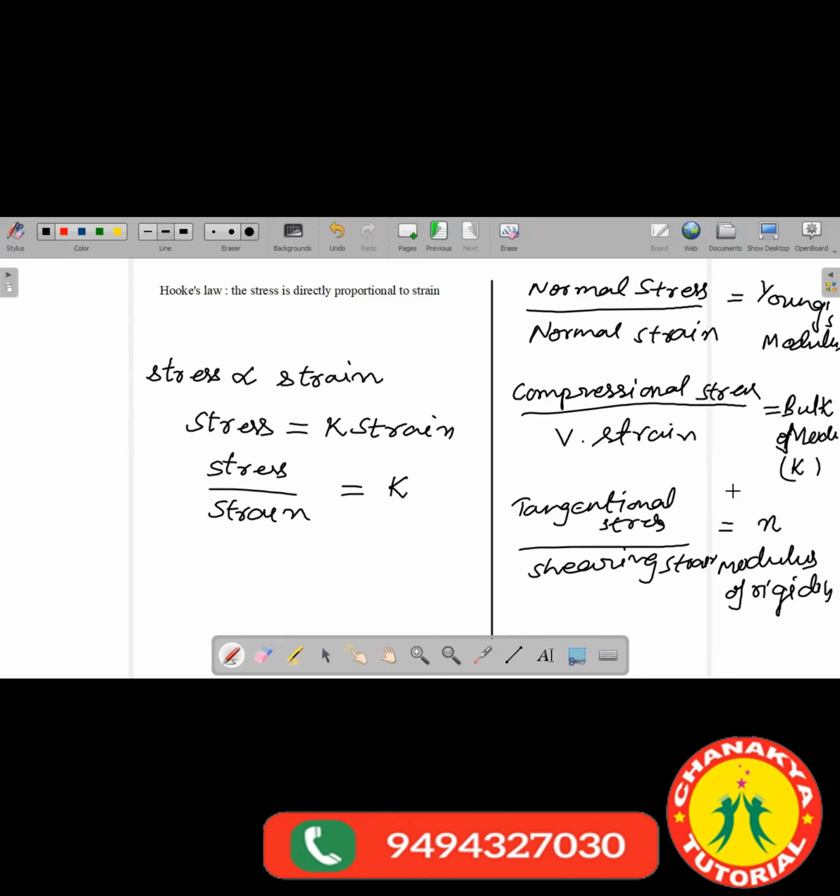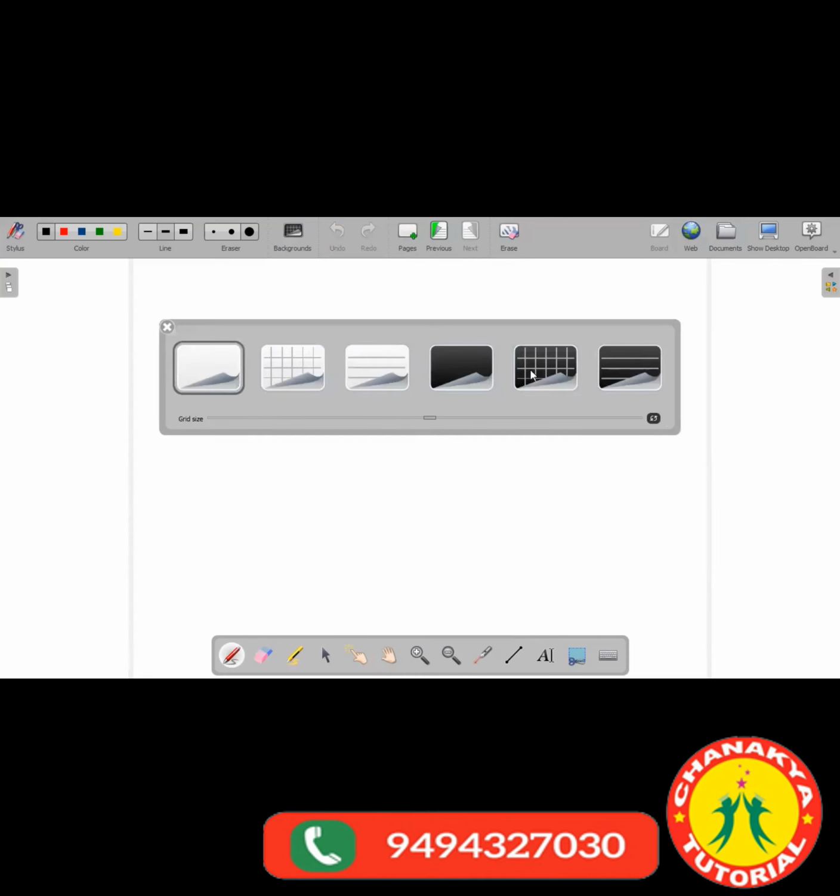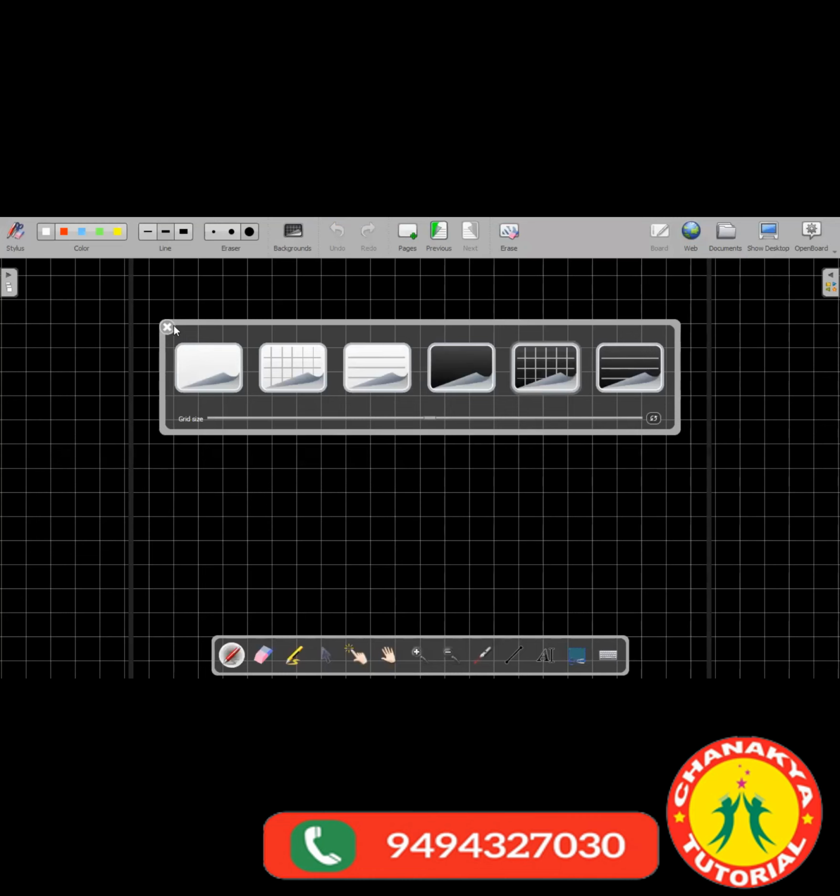Now there is another important topic from this chapter. The most expected questions are from these three moduli. You can get a question from these moduli, and another question that is mostly expected in most of the exams is from the graph between stress and strain. So let's draw a graph between stress and strain.